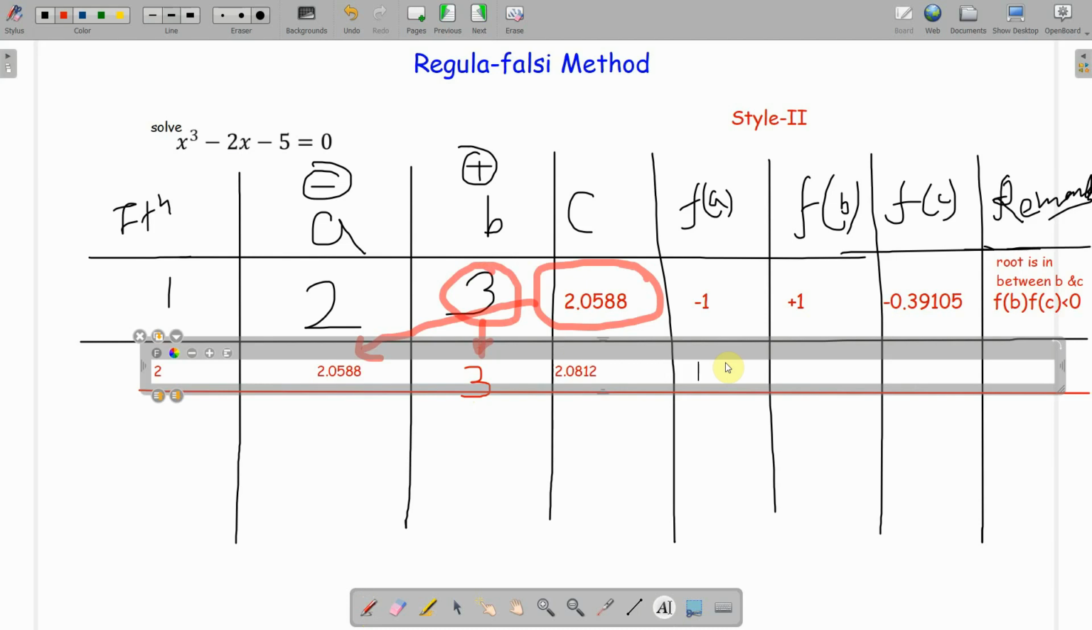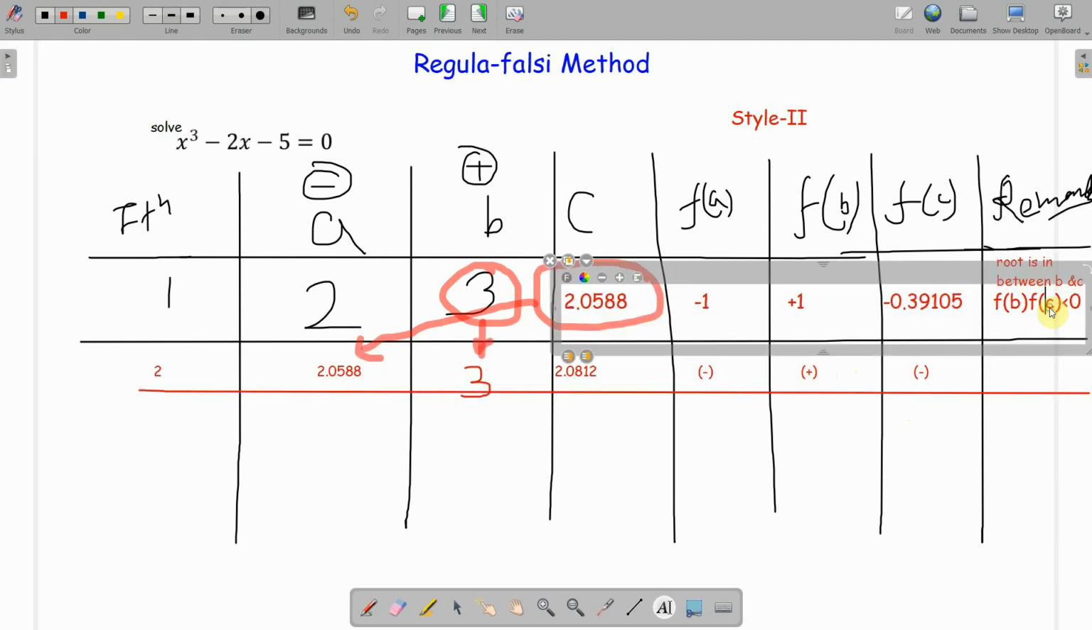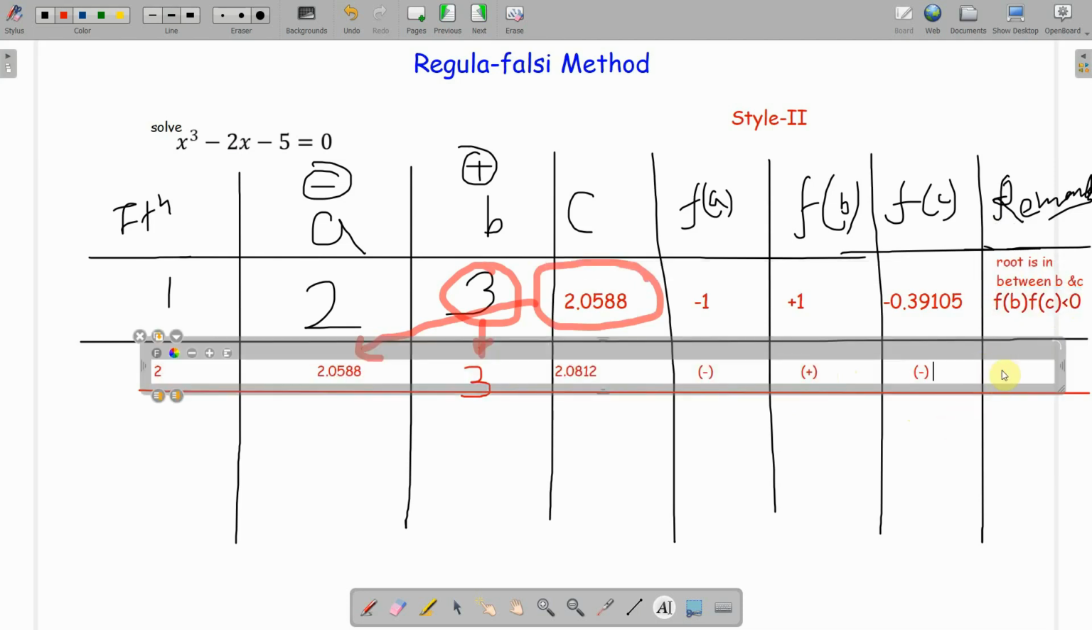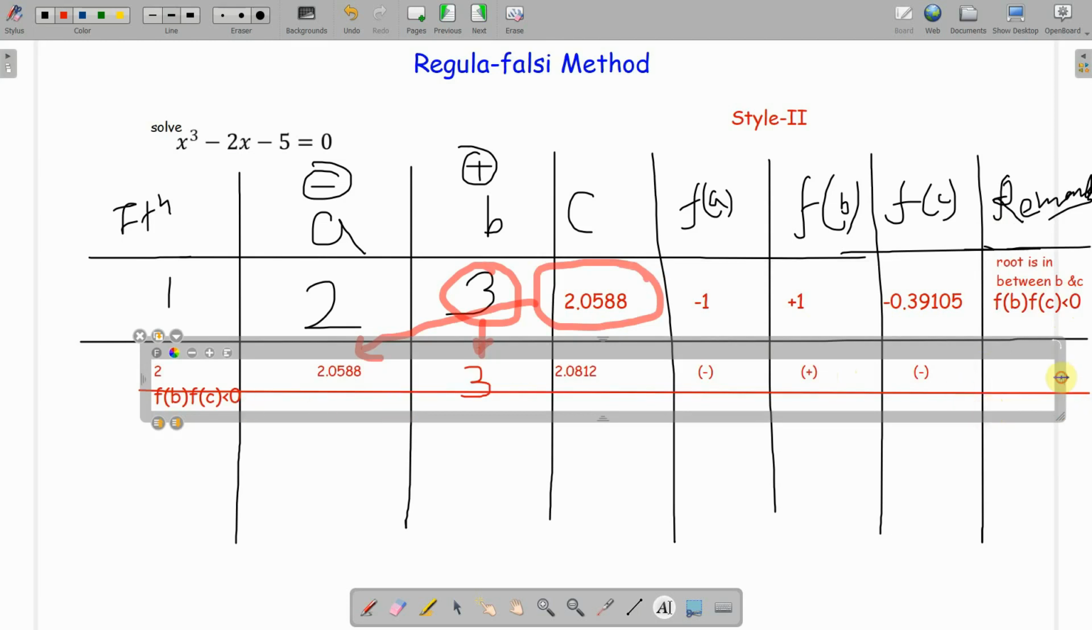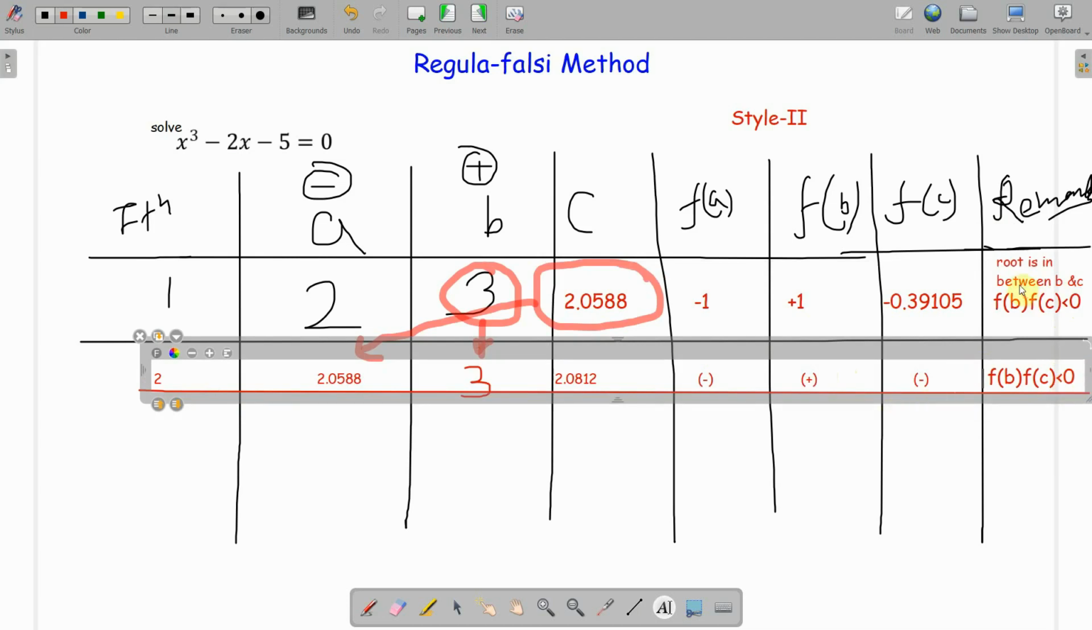And the FA value was coming. What was the FA value? Every time you have to calculate the FA value. The 0.39, is it positive or negative? Negative. Next time it's coming, is it positive or negative? FB value? Positive. So FC value was coming negative. So which one is FB FC negative? Again the root is in between B and C. Am I right?